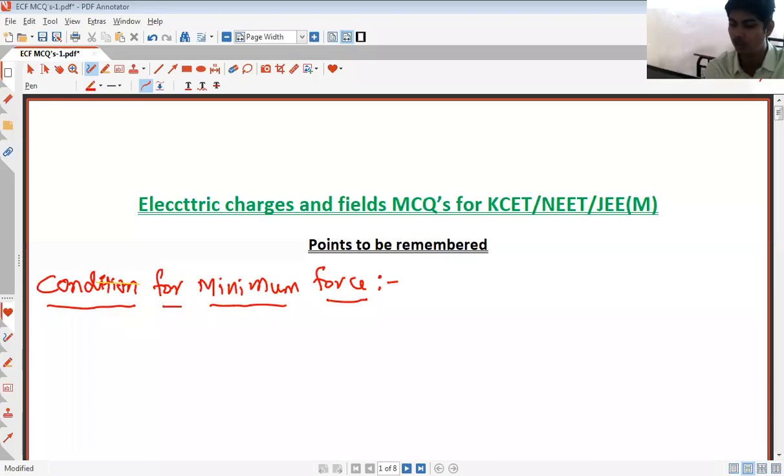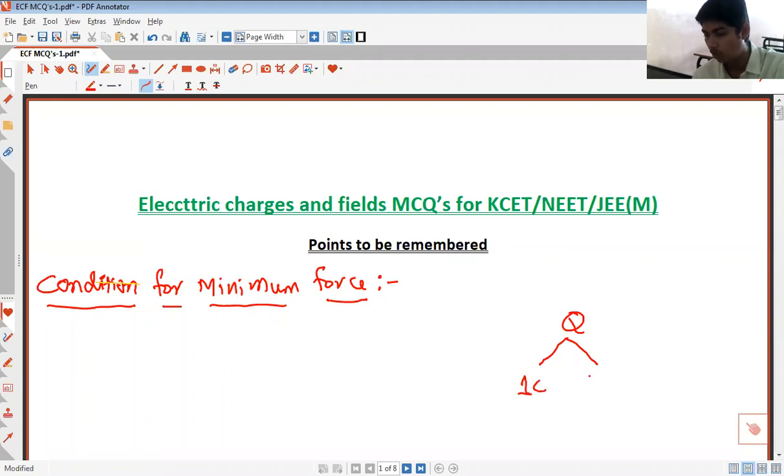The force between two charges to be minimum. Suppose we have a charge capital Q, and this charge capital Q is to be divided into two parts such that the force between those two parts becomes minimum. So how should this charge capital Q be divided? It must be divided as 1 coulomb and q minus 1 coulomb.